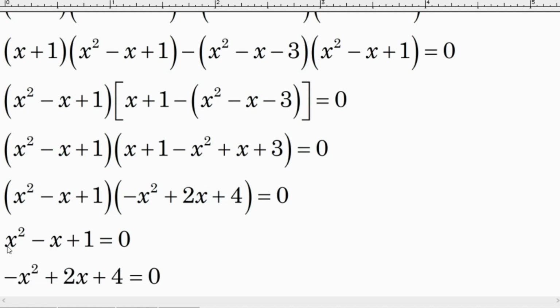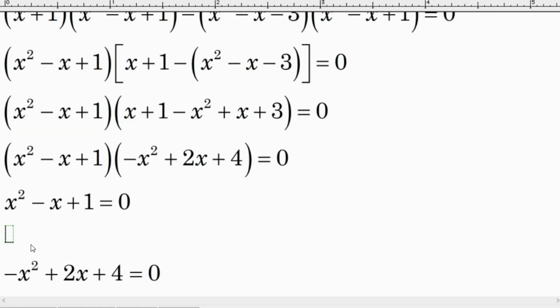Okay, so now we have to solve each equation here. We have this quadratic equation: x squared minus x plus 1 equals 0. We can solve it by using the discriminant, which is using the delta formula.